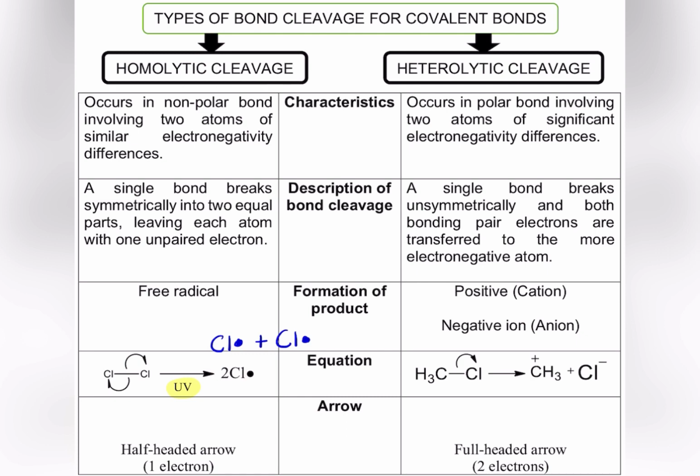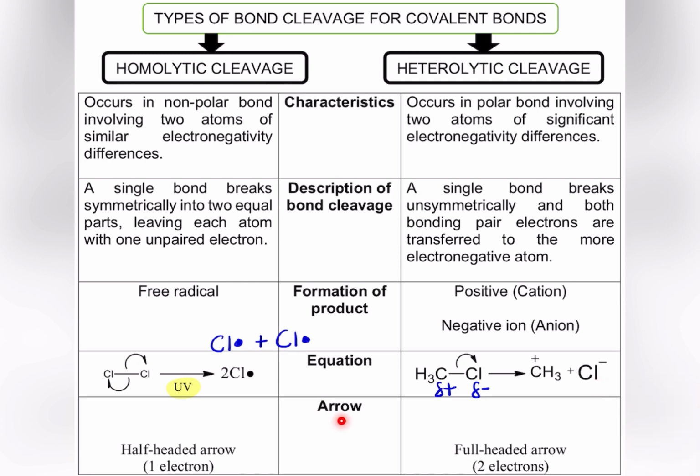And the next one, for heterolytic cleavage, we know that there will be partial positive at CH3 and partial negative at the Cl atom. So once you see there is a significant difference between the electronegativity of carbon and chlorine, of course two electrons will be transferred to the most electronegative atom, in this case chlorine, and that's why you will get positive ion CH3 plus and negative ion Cl minus for your products.